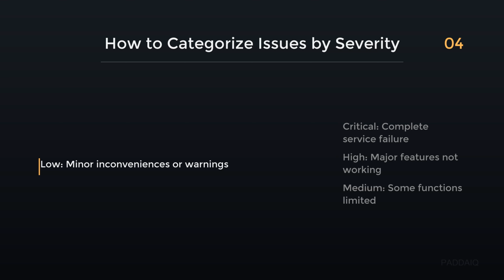Low, minor inconveniences or warnings. This means the system still works fine, but there's a small, non-critical issue or a helpful alert. For example, a temporary slow response when loading a report. These issues require monitoring but do not need immediate action to keep operations running.